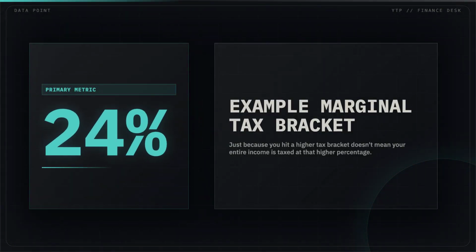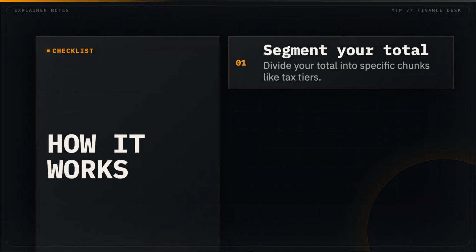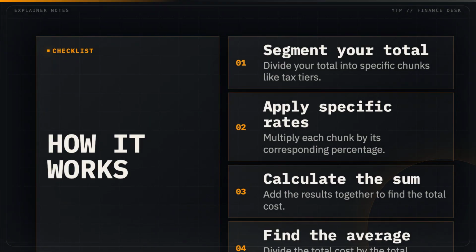Many people fear moving into a higher tax bracket, thinking their entire income is suddenly taxed at that higher rate, but that is rarely the case. To find your blended rate, you calculate the cost for each portion of your money separately, add those costs up, and divide by the total amount.